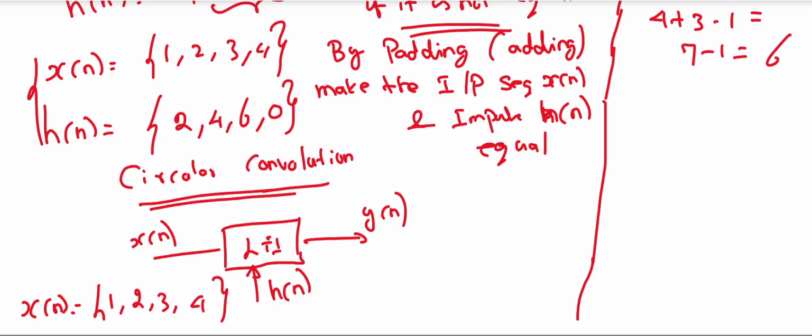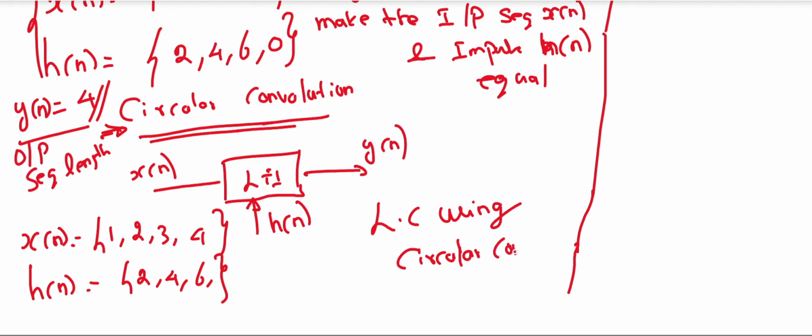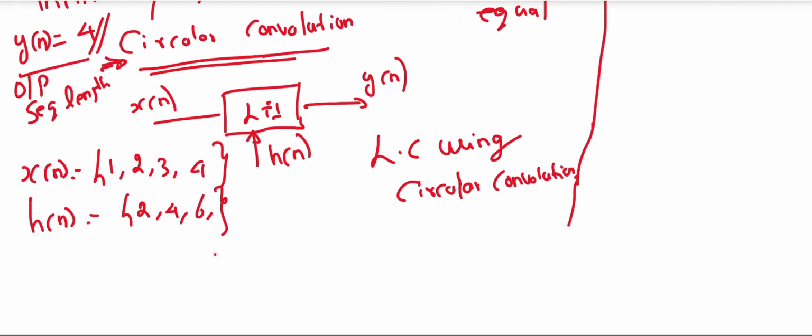So, we will take the same example, another example of circular convolution: 2, 1, 2, 4, 6, 0. How do we perform it using linear convolution? In circular convolution, adding only one zero makes both sequence lengths 4. But if you want to perform linear convolution using circular convolution, you have to pad zeros.